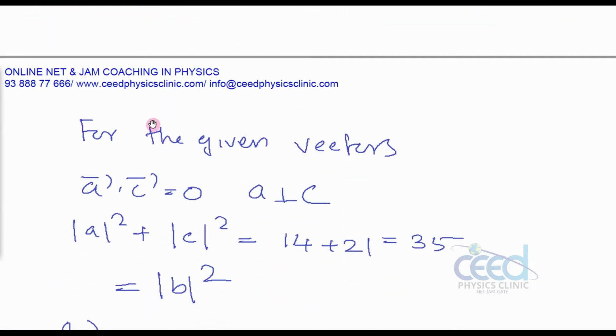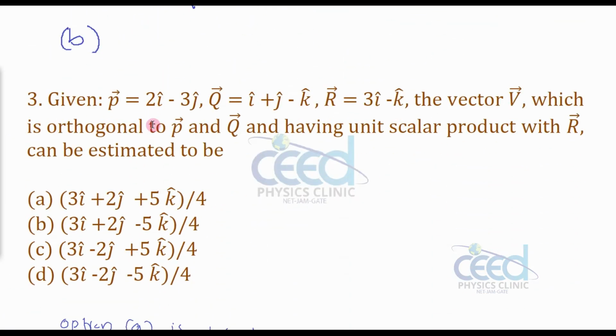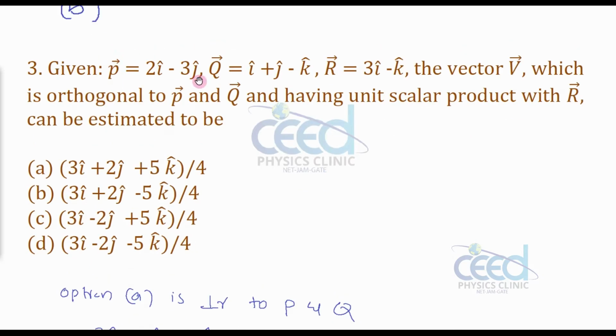Okay. Now another question: P is equal to 2i cap minus 3j cap, Q is equal to i cap plus j cap minus k cap, R is equal to 3i cap minus k cap. The vector V, which is orthogonal to P and Q and having unit scalar product with R, can be estimated as... Okay, so which vector satisfies this, we have to check. Trial and error method you can check.